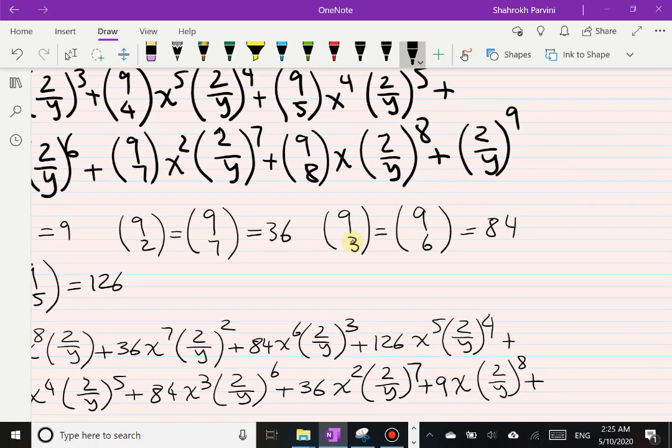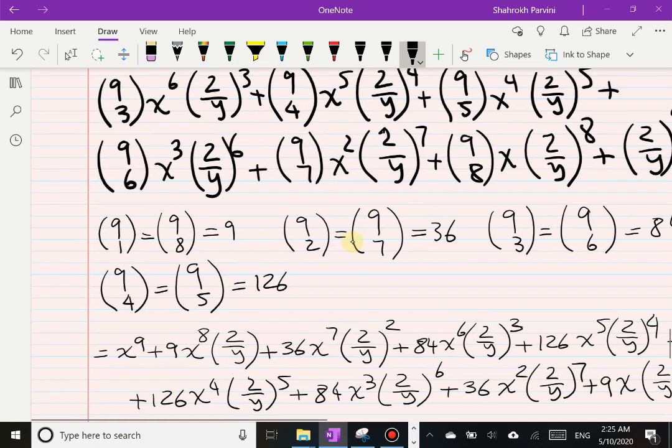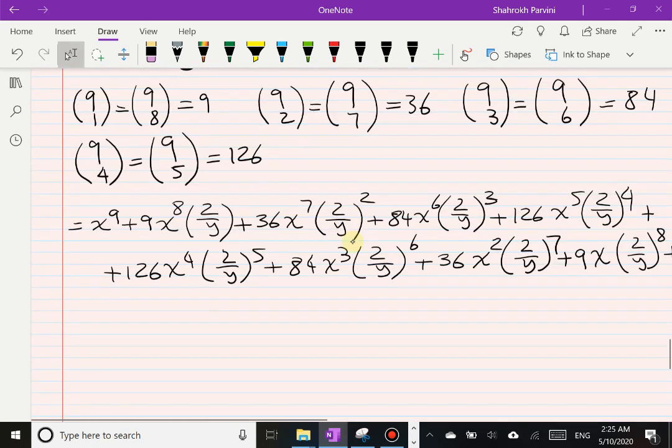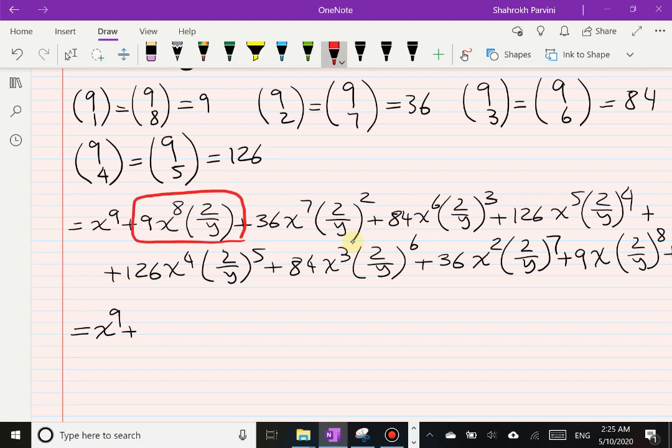Plus, the last number is going to be 2 over y to the 9th power. Okay. Now, next, x to the 9 plus. Now, this next term, let me actually show you. I'm looking at that term.